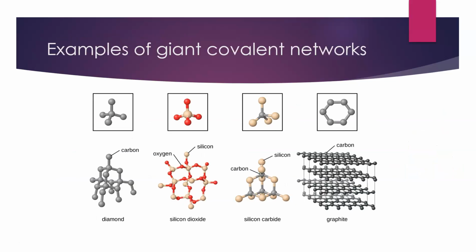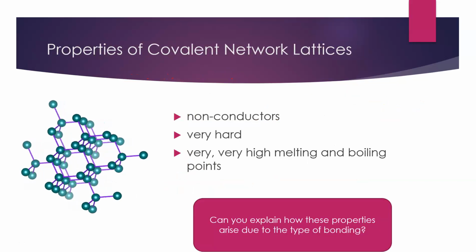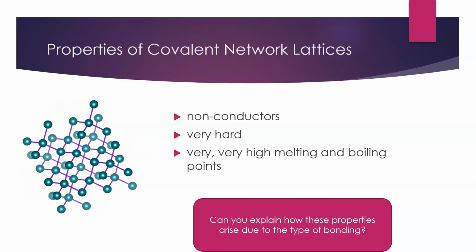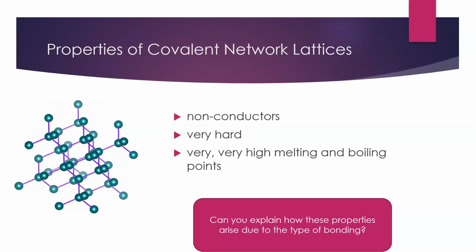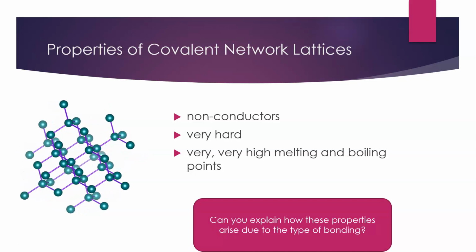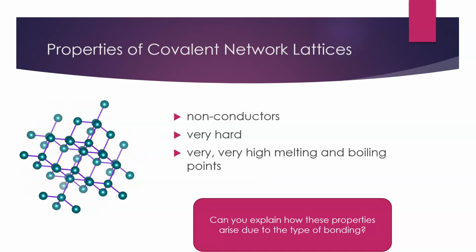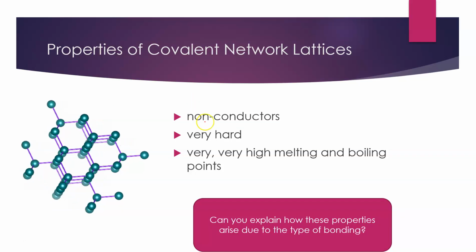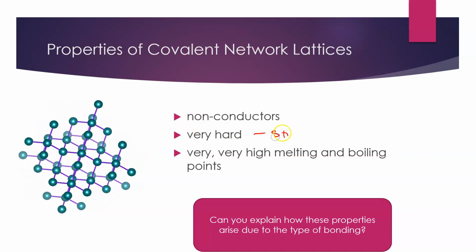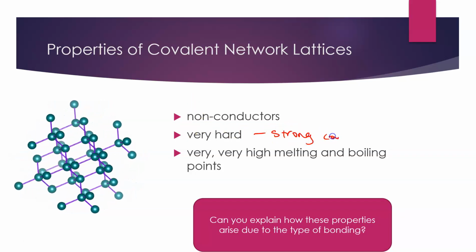So this gives you a diagram of what some of these are. So we have diamond, silicon dioxide, and silicon carbide. These are covalent network lattices. Graphite we're going to look at as a layer lattice, and we're going to look at that in detail as we move on. So the covalent network lattices, of which diamond is our key one that we're looking at, are non-conductors. They're very hard because of the strong covalent bonds in all dimensions of the lattice.